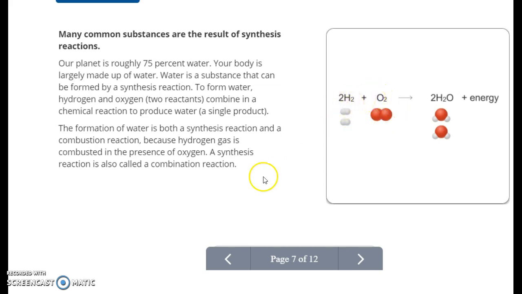Last sentence, a synthesis reaction is also called a combination reaction. Sometimes, not real often. It's almost always synthesis. And think of the word synthesize, means to make, to put together. And you also see this word synthesis in biology class a lot with what term? Photosynthesis.